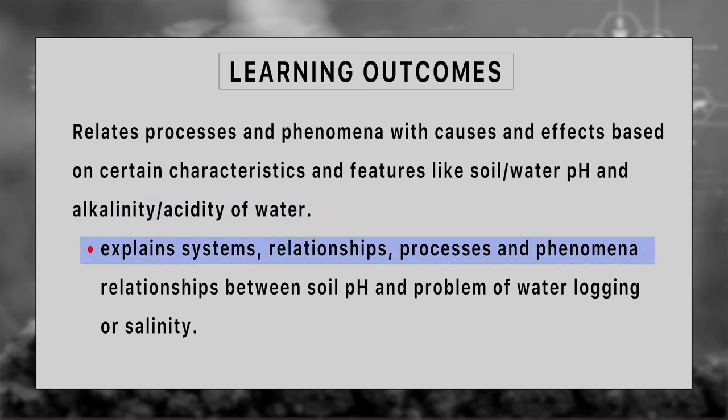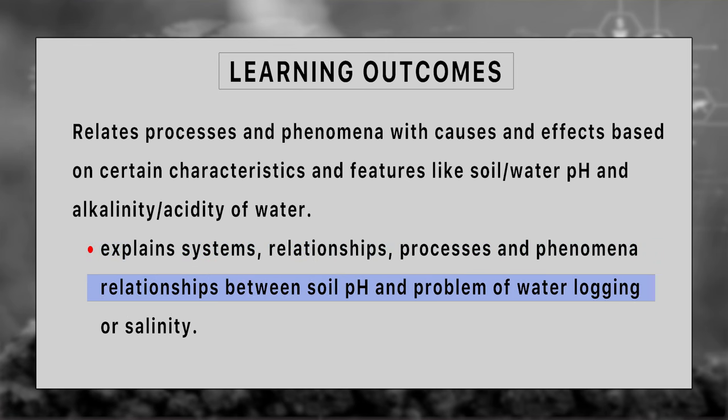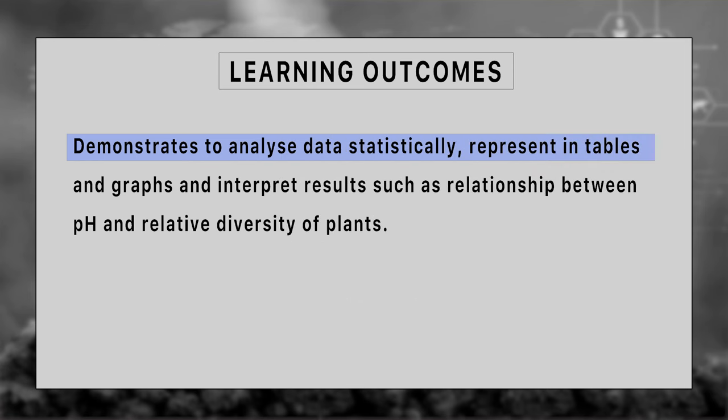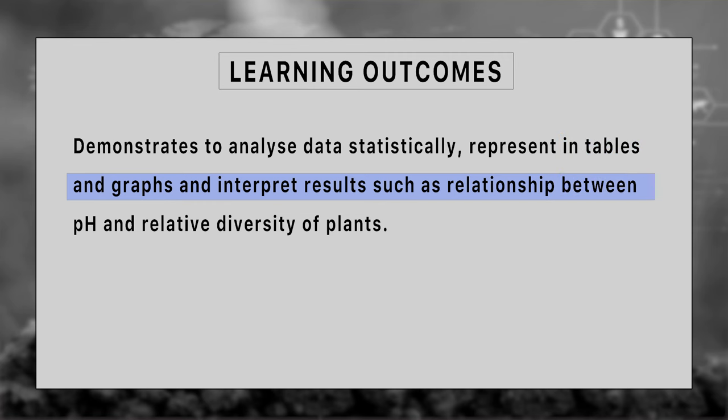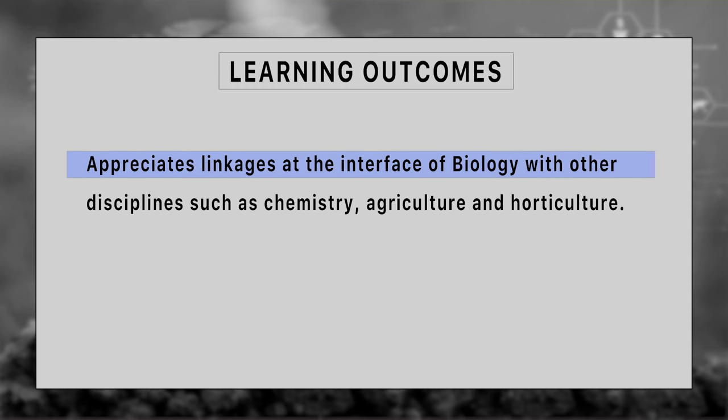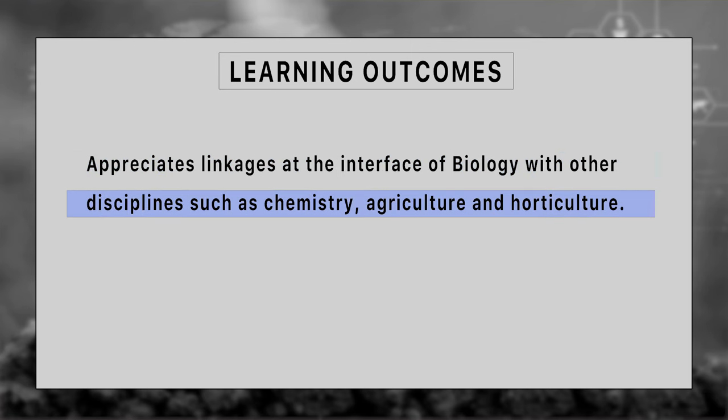Explains systems, relationships, processes and phenomena, such as relationships between soil pH and the problem of water logging or salinity. Demonstrates ability to analyze data statistically, represent in tables and graphs, and interpret results such as the relationship between pH and relative diversity of plants, and appreciates linkages at the interface of biology with other disciplines such as chemistry, agriculture, and horticulture.